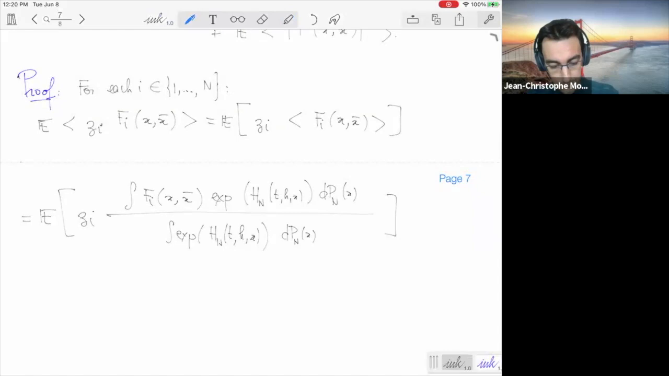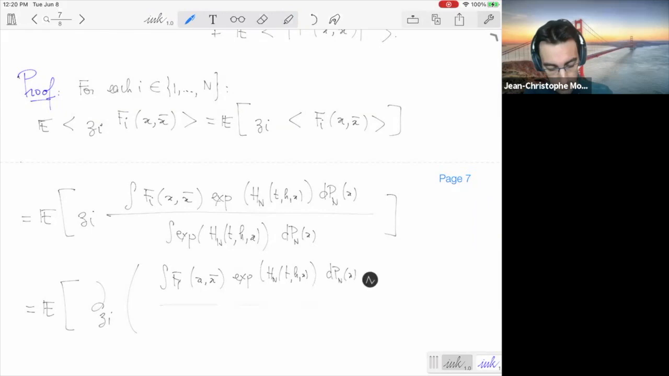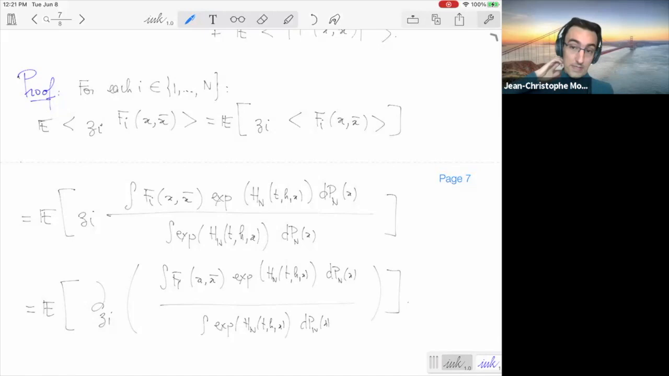to the expectation of the derivative in Zi of this whole expression, integral of Fi x x bar exponential of Hn(x) dpn of x divided by the integral of, okay, so this looks perhaps a little bit intimidating, but in fact, the Zi appears in a relatively simple way inside this expression.